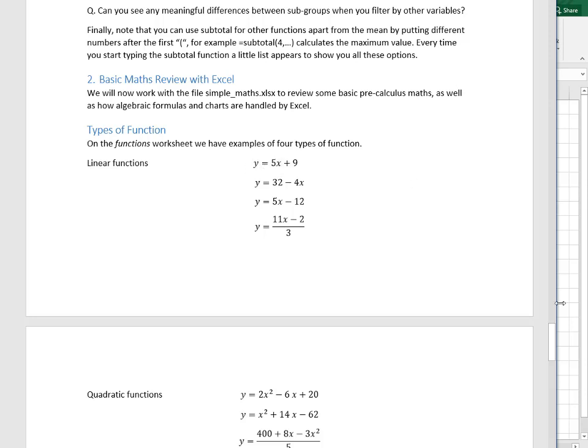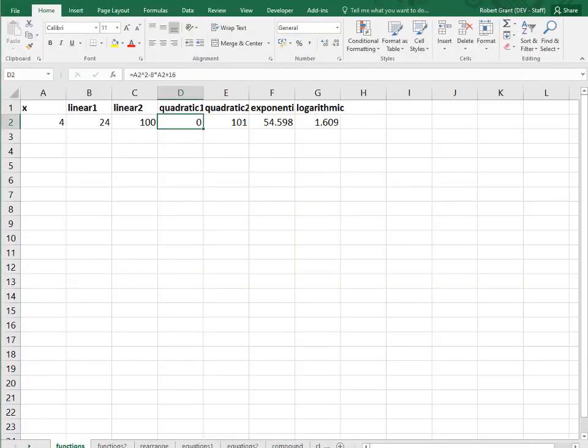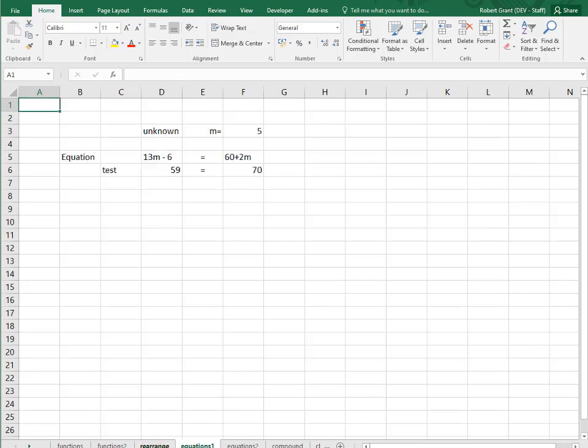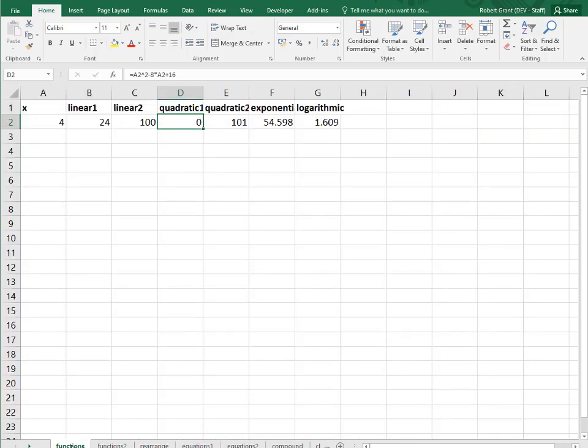The first sheet in the Excel, unlike the previous one, has got many worksheets. In the jargon, the file is called a workbook, and these are called worksheets. You just click from one to the other on the bottom like this. You can add more as you wish. At the top, we've got this set up to give us some tables of different kinds of function based on this value of x in the first column.